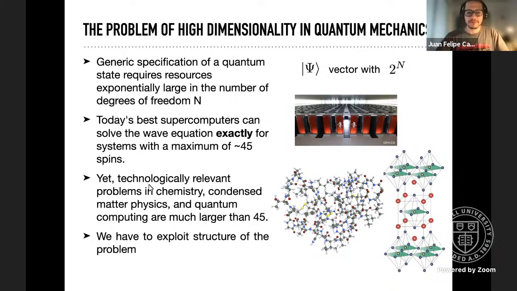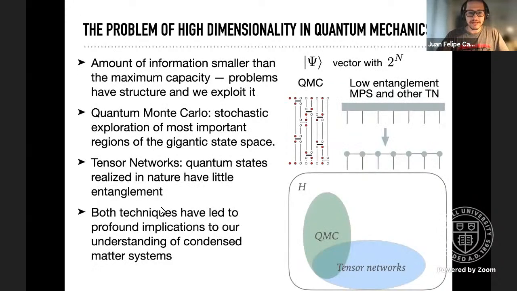But the problem is that we have many technologically relevant problems in chemistry, condensed matter, and quantum computing that are much larger than 45 spins. And so we have to learn how to handle this complexity. We exploit the structure of the problem to make progress, because typically we have these exponentially big vectors, but the amount of information is smaller than this maximum capacity, and so we can exploit that structure.